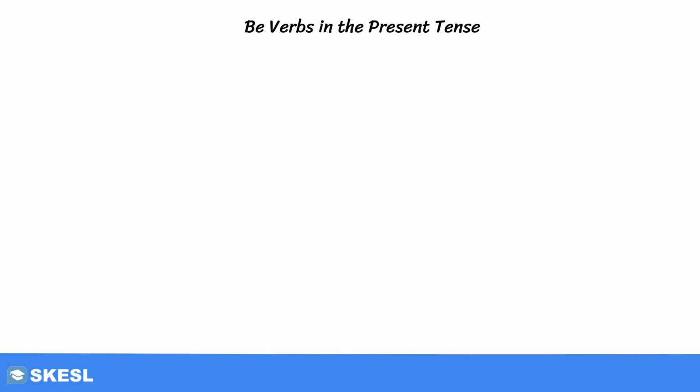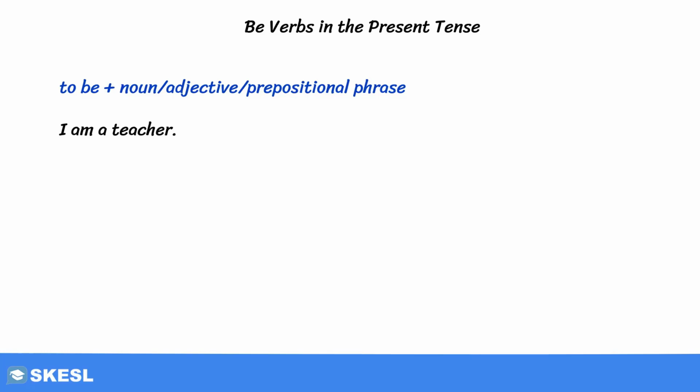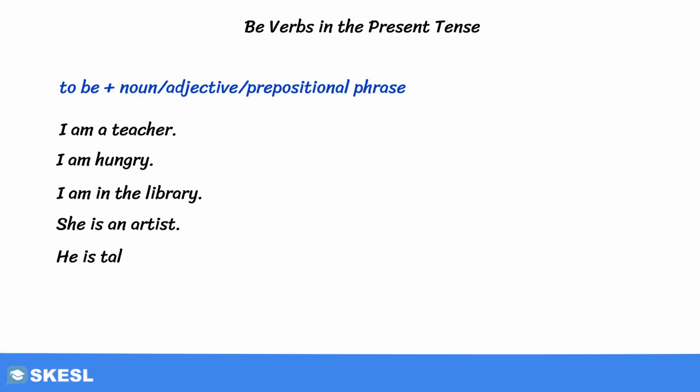Use the verb to be when using a noun, adjective, or prepositional phrase. For example, I am a teacher, I am hungry, I am in the library, she is an artist, he is tall, the clothes are dirty.